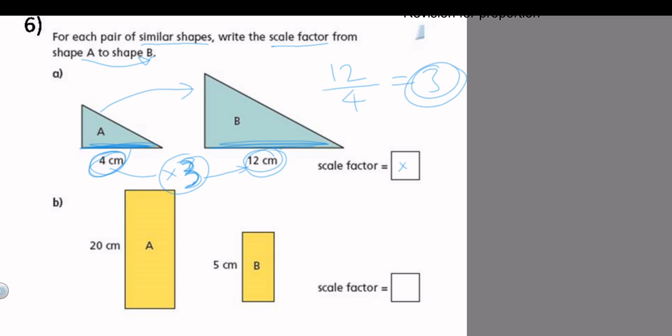It's times by 3. Right, next question. We go from shape A to shape B. It's gone smaller. So to work out the scale factor, 5, that 5 there on the left hand side, divided by 20, which is also on the left hand side.